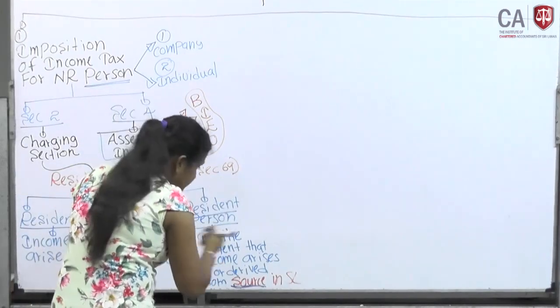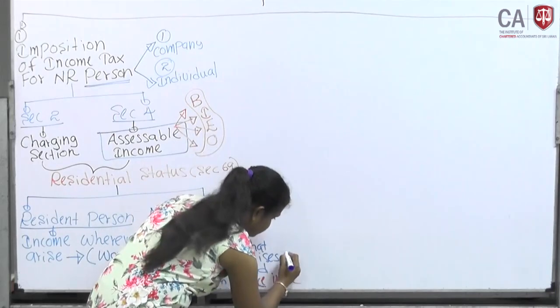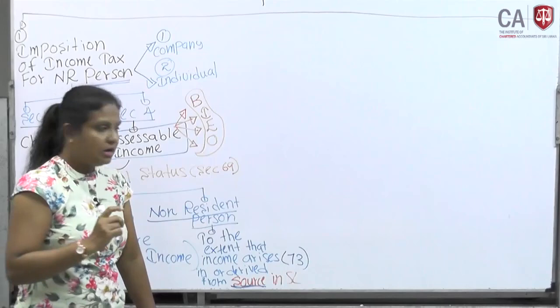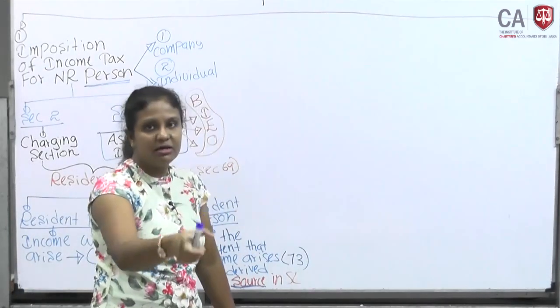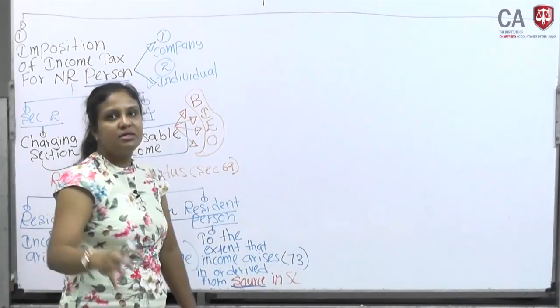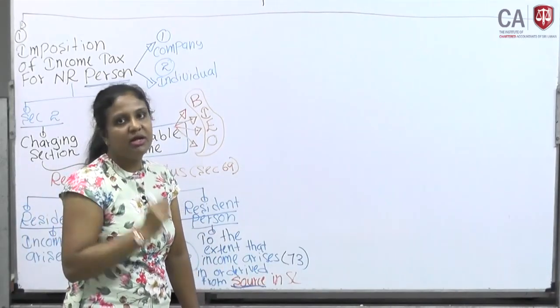The source principle we need to talk about under section 73. When it comes to the discussion of the syllabus area, I have mentioned this section 73 is really important.